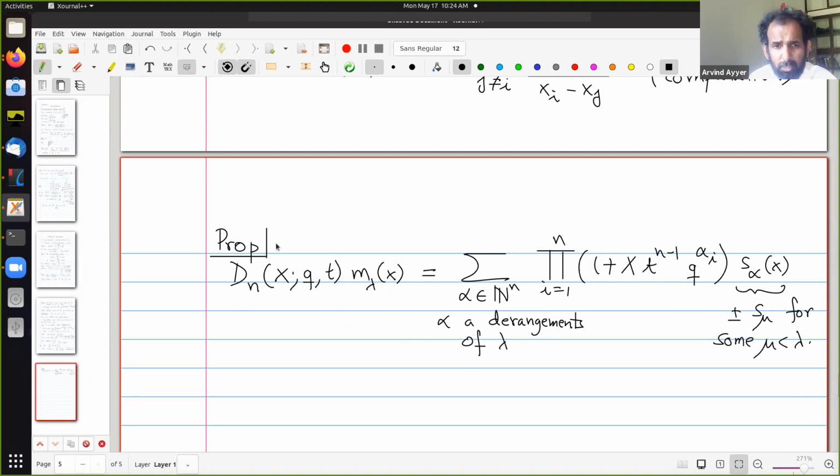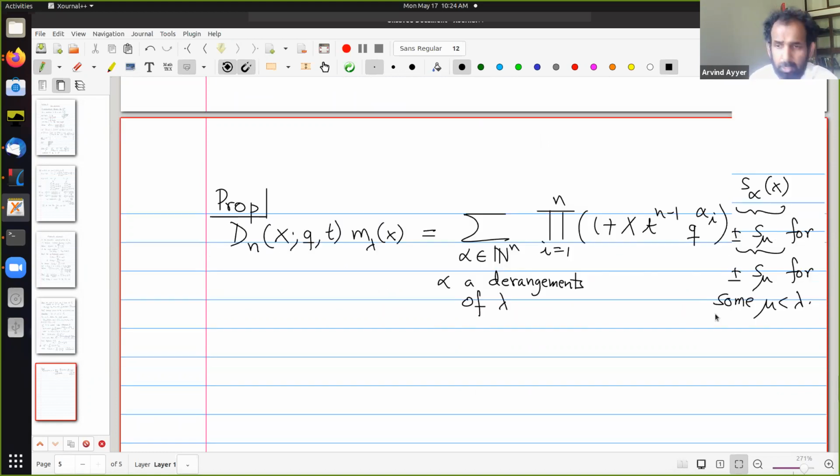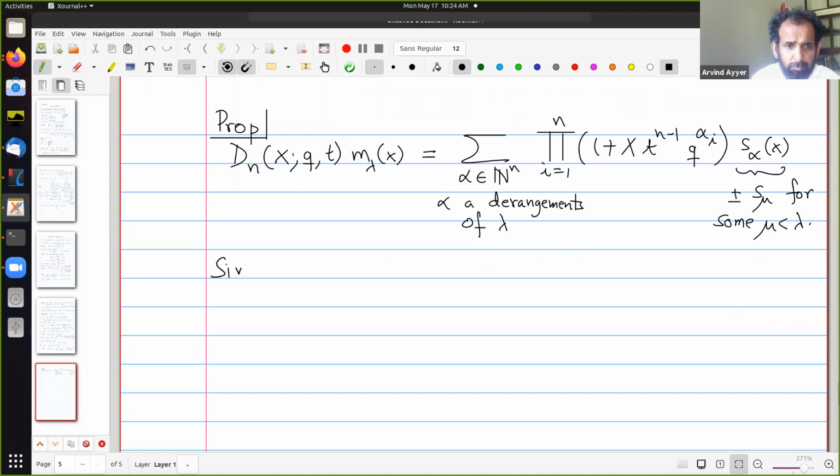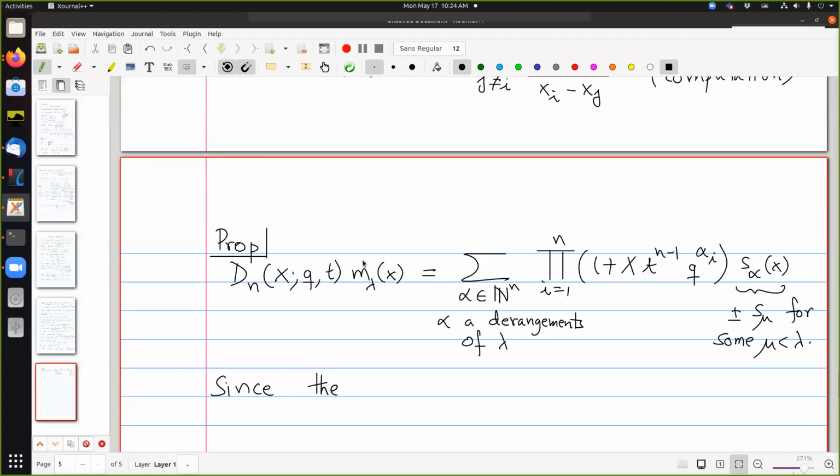But this shows how the D_n's act on the m's and gives you an expansion in the Schur functions. Since you say derangements, what if lambda_1, lambda_2 are all equal? Right, so by derangement, think of it as lambda_1 through lambda_n. Sorry, yes. Yeah, it's okay.